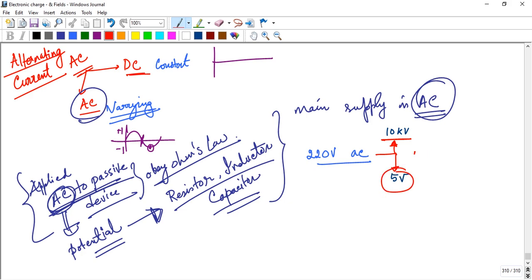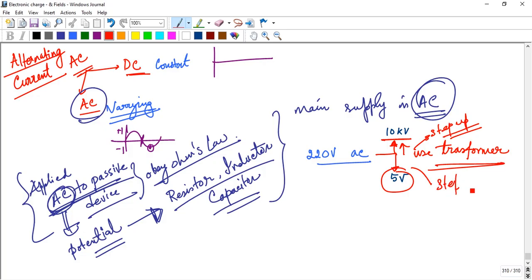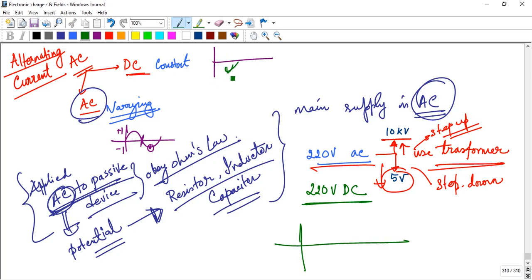So we use a transformer. This is a step up transformer, because the output voltage is very high compared to the input, and that is a step down, because the output voltage is very low. If you use a 220 volt DC, which looks like a flat line, it is very difficult to boost up to 300 volt or any other voltage. It is almost impossible.